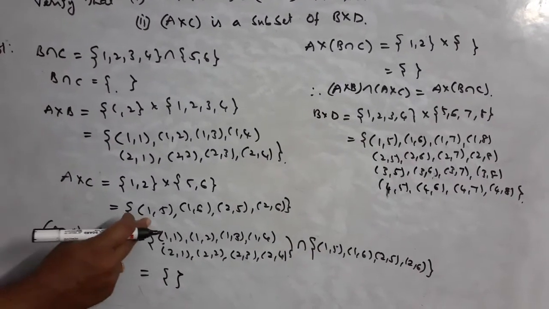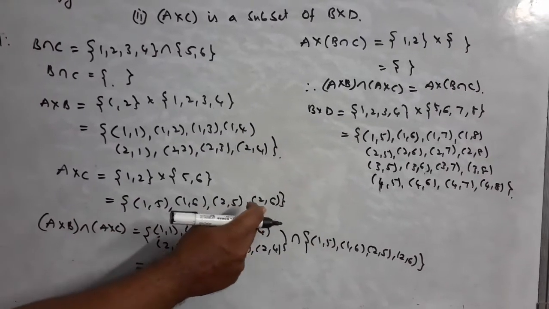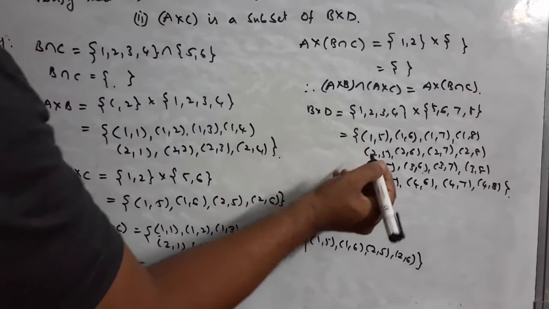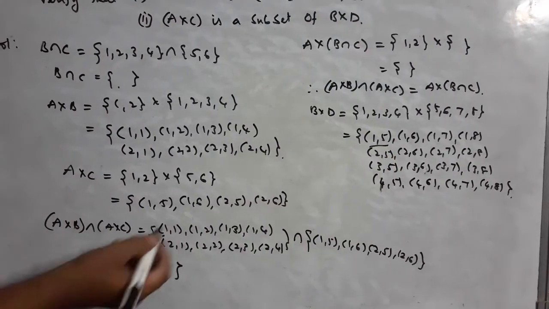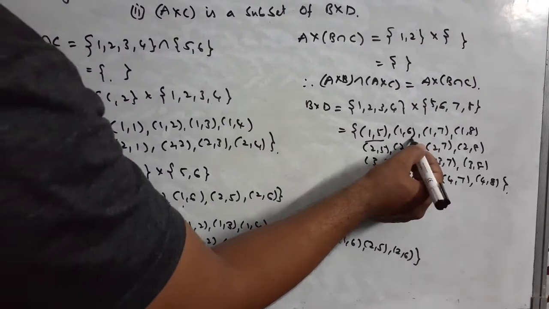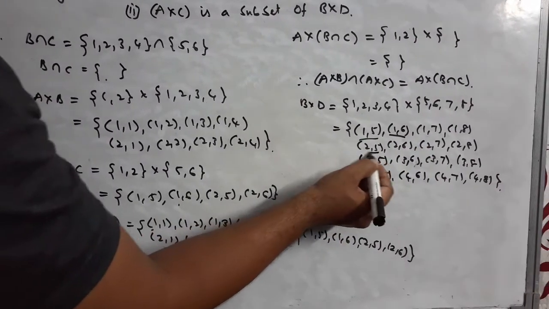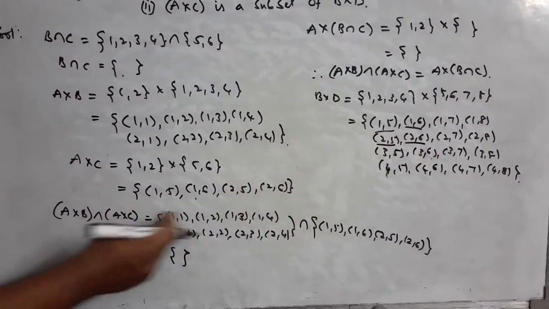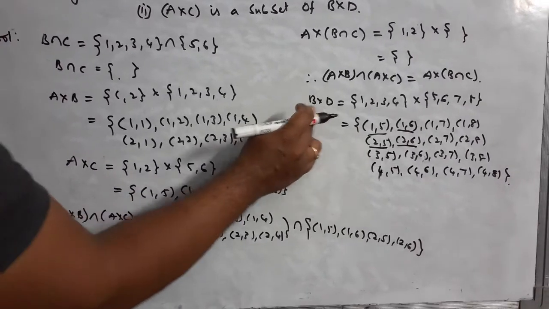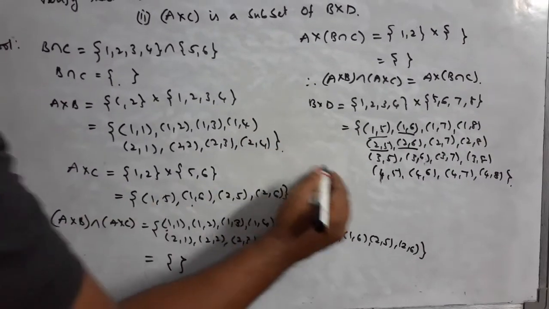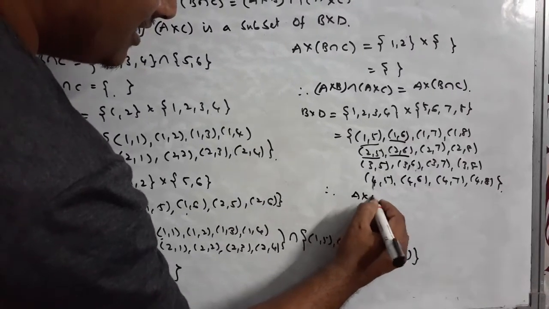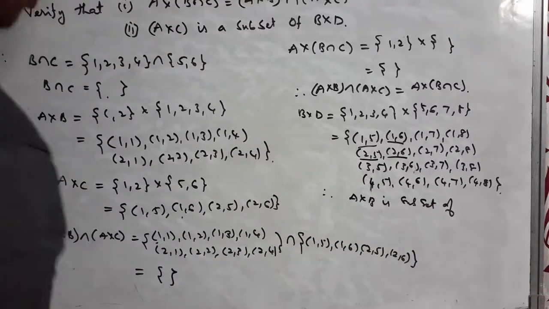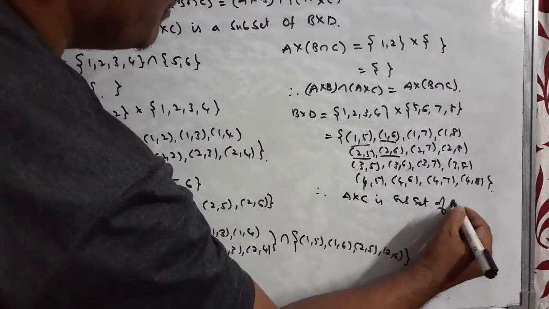A cross C is 1 comma 5, 1 comma 6, 2 comma 5, 2 comma 6. 1 comma 5 is present in A cross C, and 1 comma 5 is present in B cross D. 1 comma 6, here 1 comma 6. 2 comma 5, 2 comma 5. 2 comma 6, 2 comma 6. So every member of A cross C is present in B cross D. So we can say that A cross C is a subset of B cross D.